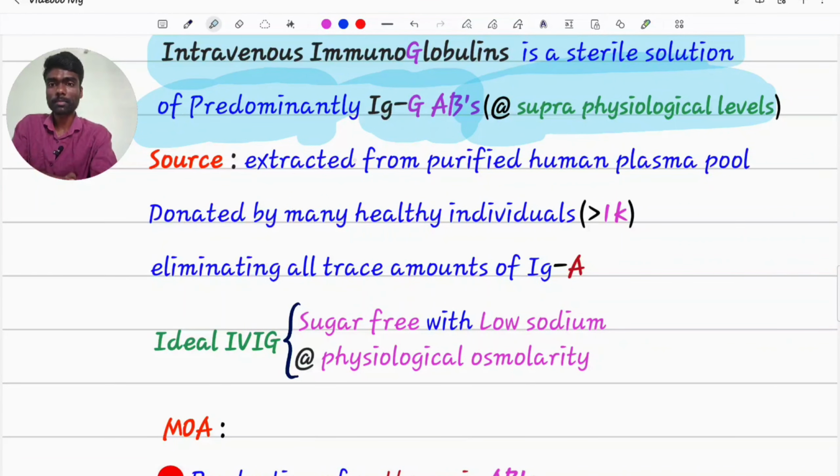They are extracted from a purified human plasma pool. Pool means donated by many healthy individuals, more than 1k healthy individuals' pooled plasma. From there we get mainly IgG antibodies. All the rest, the trace amounts of other immunoglobulins, will be eliminated from that IVIG solution.